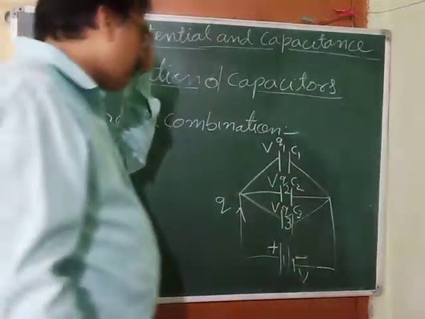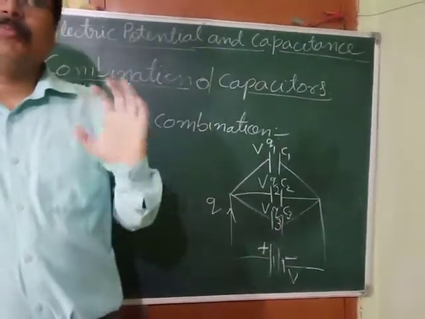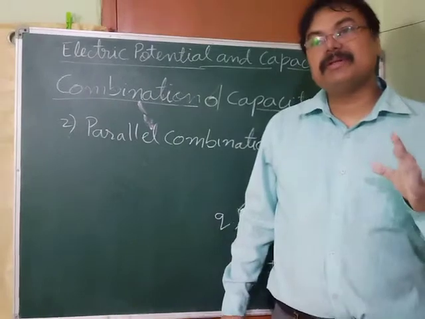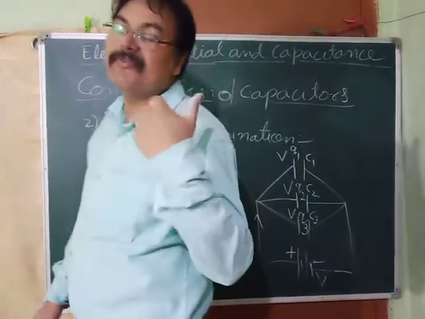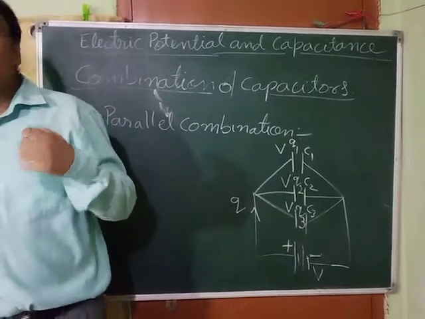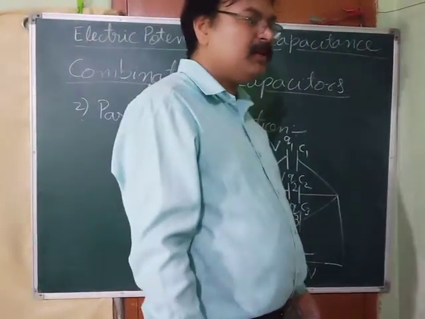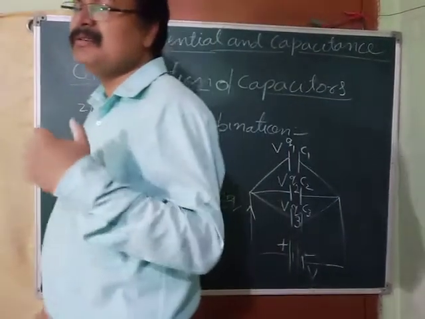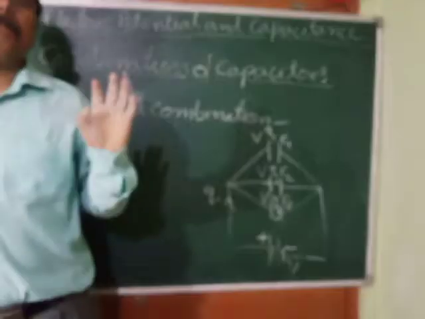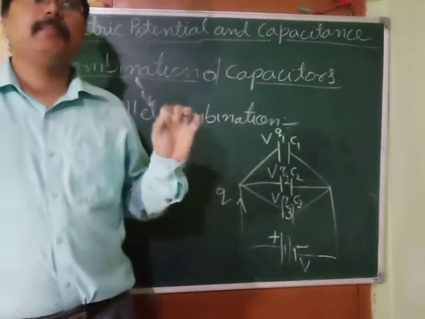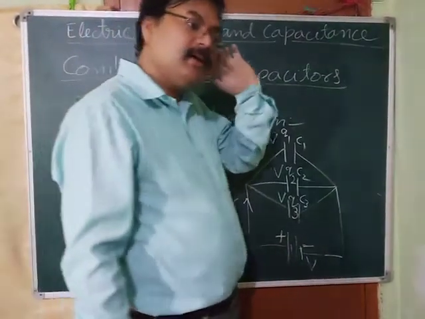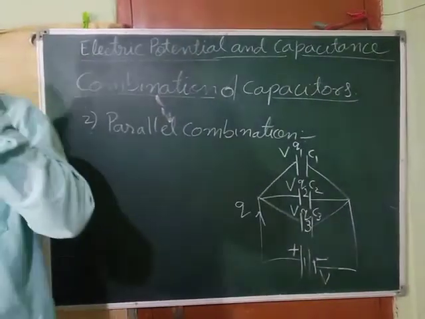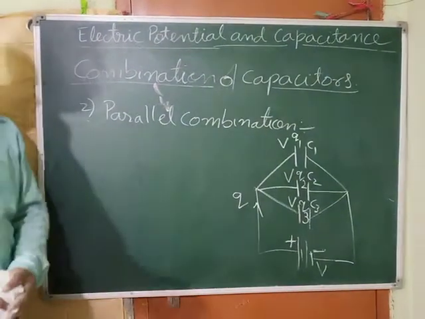First write the definition of parallel combination. Start writing. The combination of capacitors in which all the capacitors have the same potential difference between their plates, but the charge on the capacitors may be different, is called parallel combination of capacitors. Now you can draw this diagram.